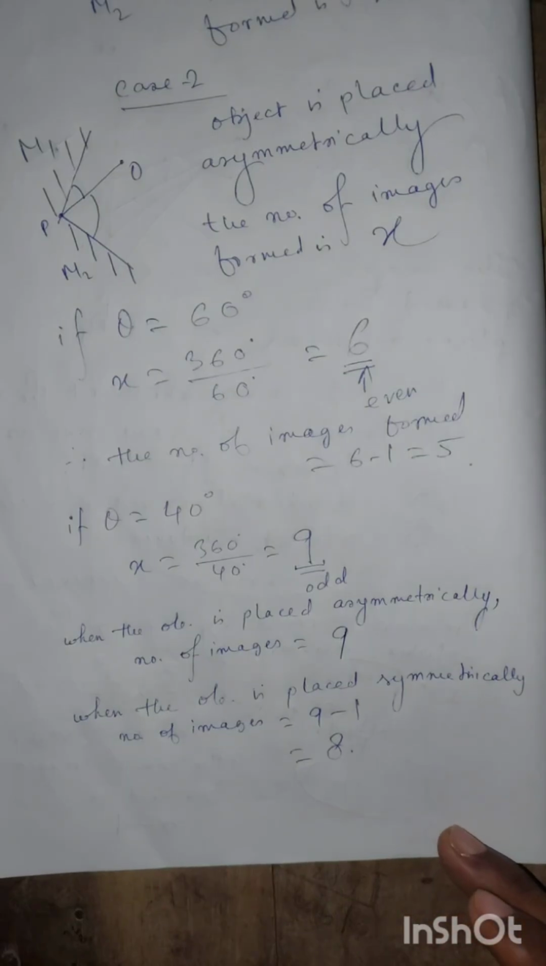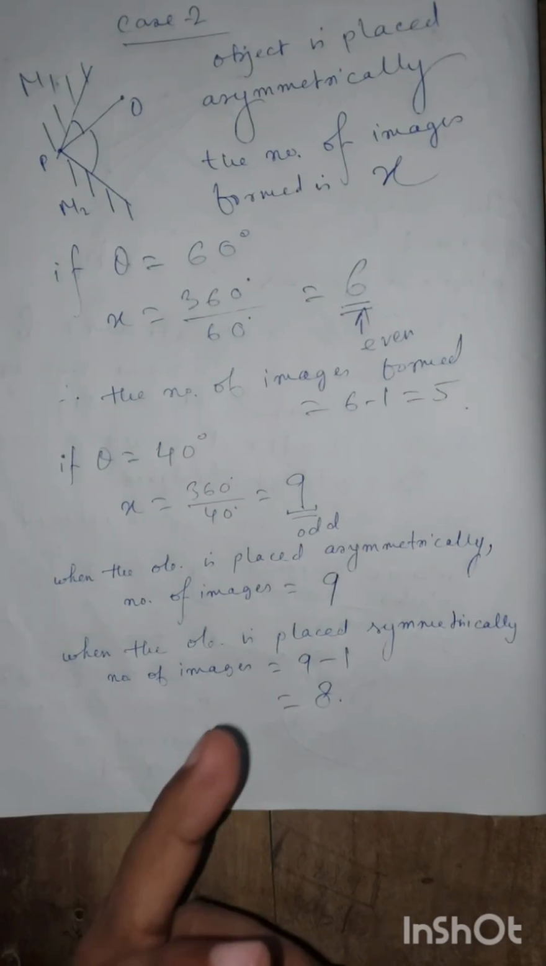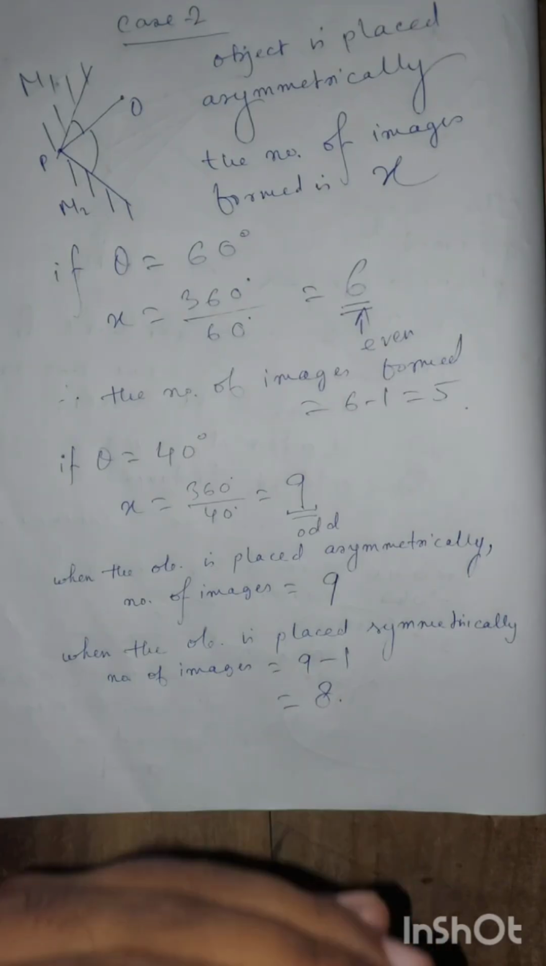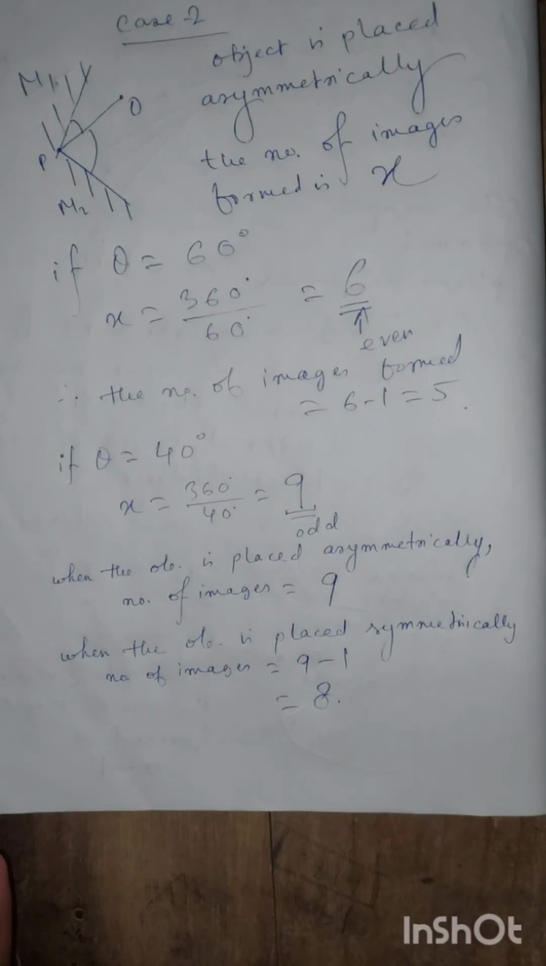Because when we place it symmetrically two images overlap, that is why we observe one image less than the previous case. So when we place it symmetrically two images actually overlap and become one.